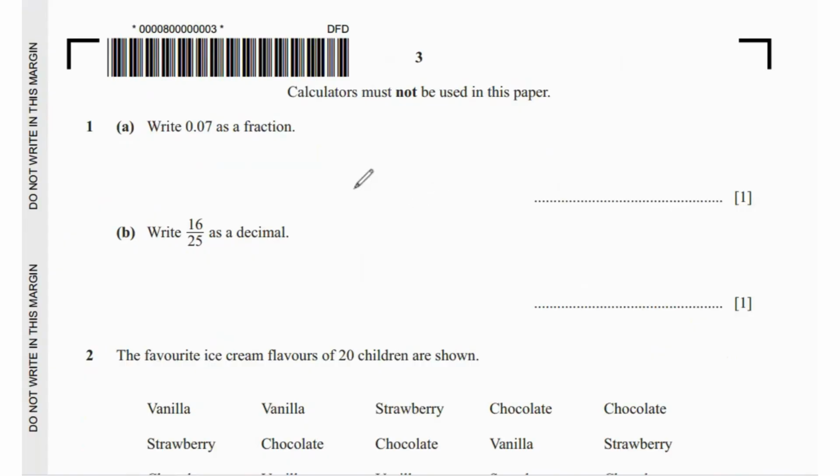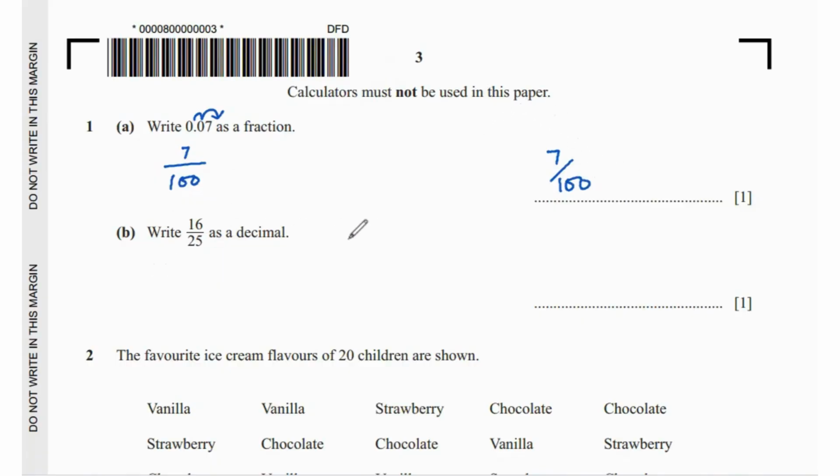0.07 as a fraction, so very simple. We move the decimal 2 places to the right. When you move it 2 places to the right, we add 2 zeros with the 1 in the denominator. So 0.07 becomes 7 over 100, which is your decimal as a fraction.